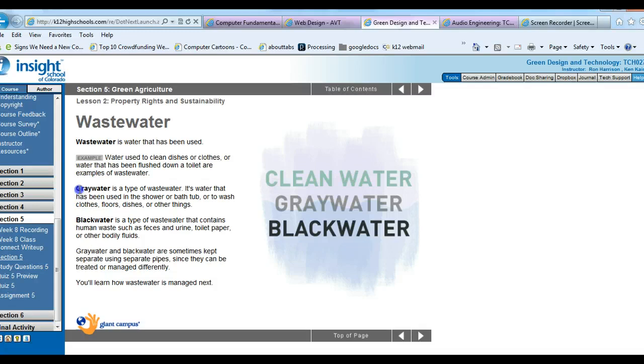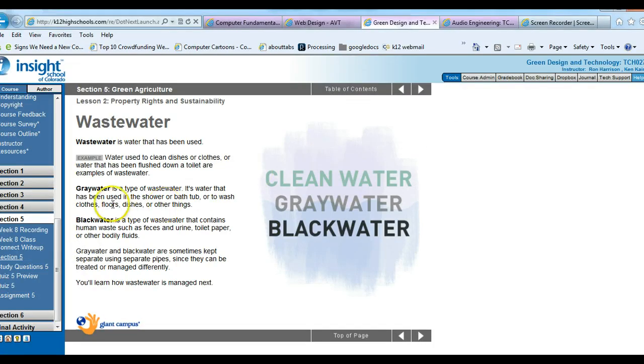And there are two different types of wastewater. There's gray water. Gray water is stuff that comes out of the shower or the bathtub, when you wash your dishes, things that flow through your sinks. Black water is things that flow through your toilet. And a lot of times they're kept separate through different piping as they go into the water treatment center. Here in Colorado, they're not separate. They all go together.